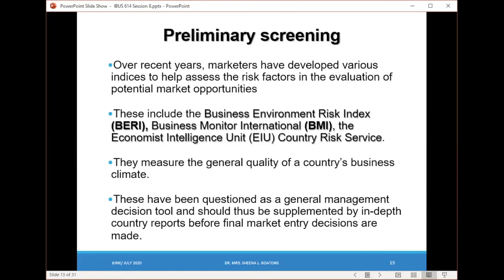Then we can also talk about the Business Monitor International, which is another index that is used to do preliminary screening of global markets, to see if at the macro level the market is good enough to consider. We also have the Country Risk Service that is provided by the Economist Intelligence Unit. They produce an actual report or document ranking the countries across the world based on the level of economic risk that they present.